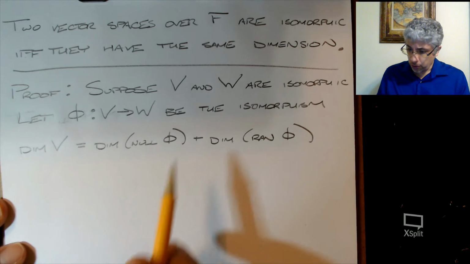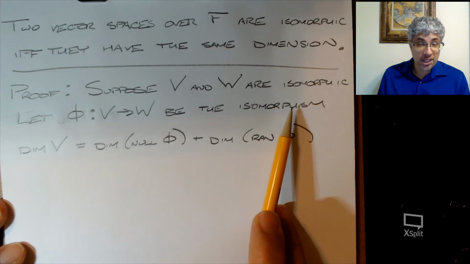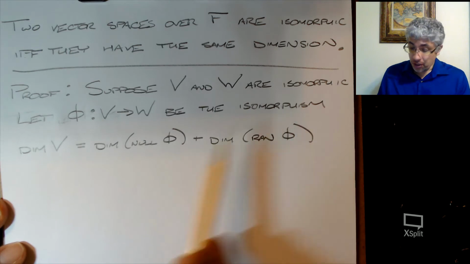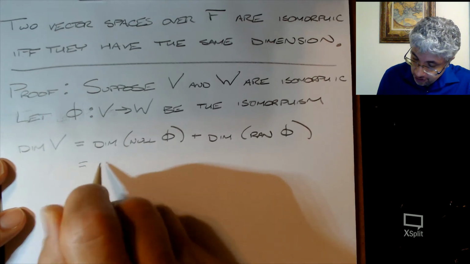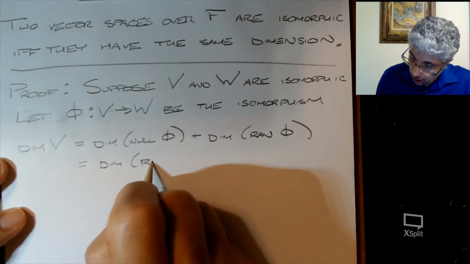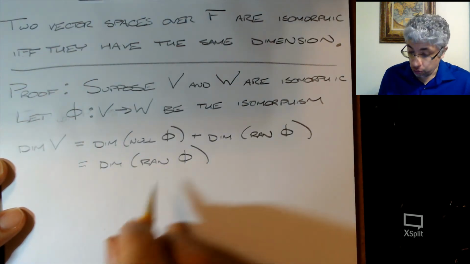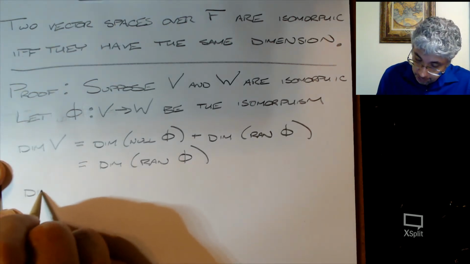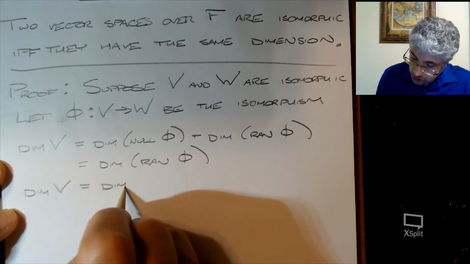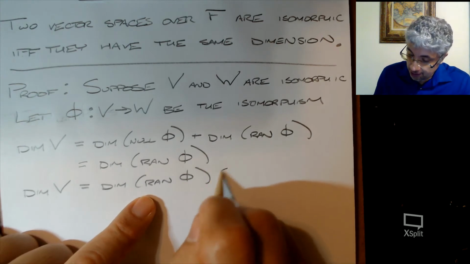Okay, so now I know that phi is an isomorphism. So that means phi is a bijection. So that means it's injective, and the only thing it sends to 0 is 0. So what's the dimension of the null space? Well, the whole null space is just 0. So this is equal to the dimension of the range of phi. But the range of phi is contained inside W.